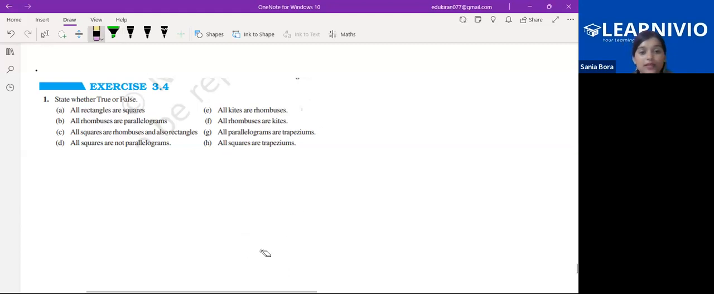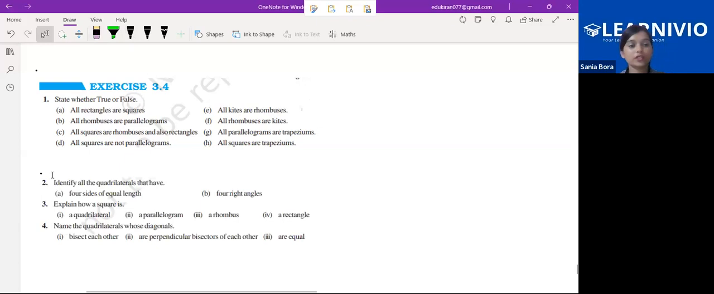Okay, now let's start with the next one. Now you will do questions 2, 3, 4. Identify all the quadrilaterals that have four sides of equal length and four right angles. And the third question, explain how a square is a quadrilateral, parallelogram, rhombus. Then name the quadrilateral whose diagonals bisect each other, are perpendicular bisectors of each other, and are equal. Okay. For this, you should be very much aware of the properties.